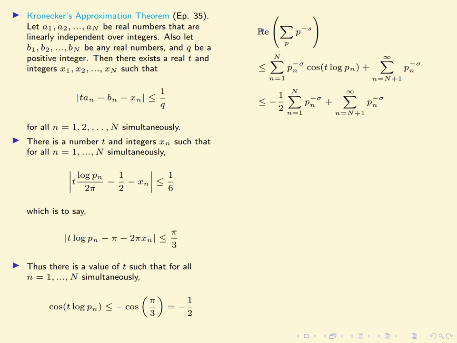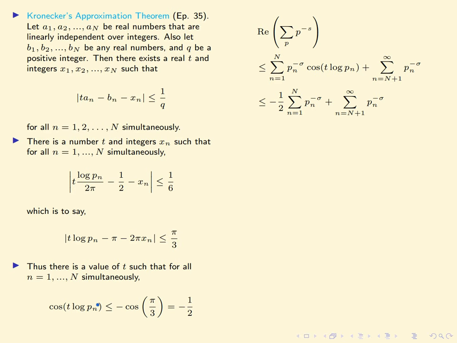So what I'm going to say is that the real part of this sum, remember what we're trying to say is that this sum can be arbitrarily negative, and we wrote it in terms of all these cosines here. And I'm saying that by Kronecker's theorem, there must exist a t such that every single cosine here is less than or equal to minus 1/2. So I move this minus 1/2 outside of the sum.